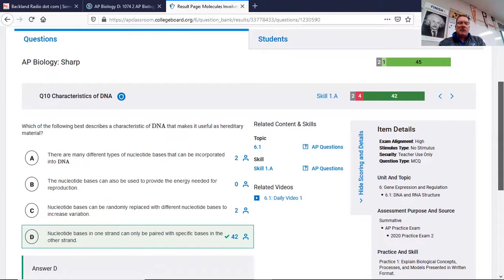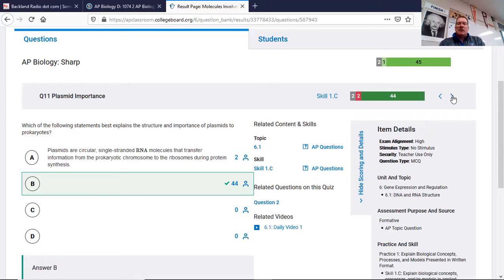Here's one, a tiny bit of a struggle. Which is the best characteristic that makes it useful? And this is where your anti-parallel nucleic strands, ATGC, come in. Okay. That's the Chargaff rule question.